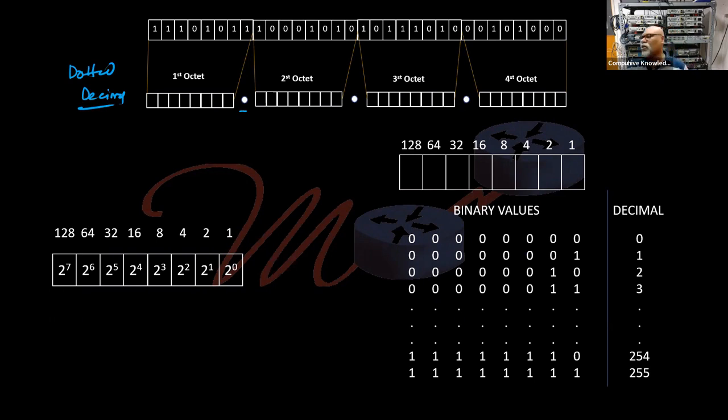Now, every octet will be the same. Every octet will have a place value and a weightage. The weightage can be either 0 or 1. It can be all zeros or all ones. So you'll have multiple combinations of zeros and ones, from all zeros to all ones.